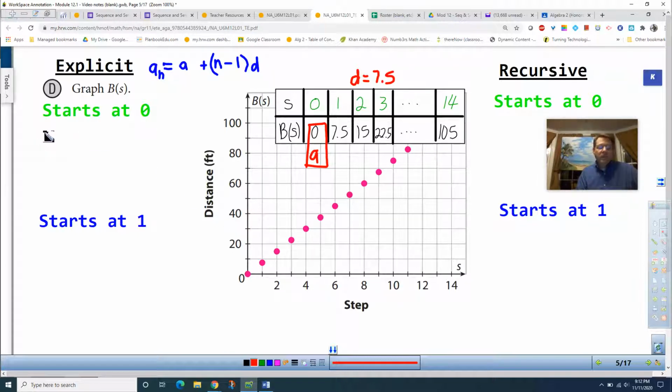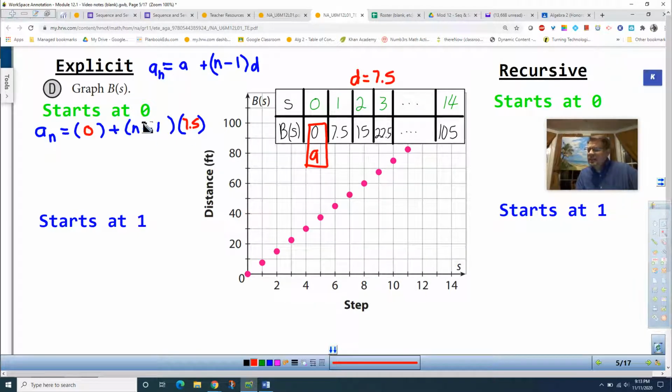So let's write down my formula. I always like to write down my formula. So we got A sub n equals A plus n minus 1, and then the D. So we got 7.5 here, and then we got 0 there. Oh, there's one small problem.